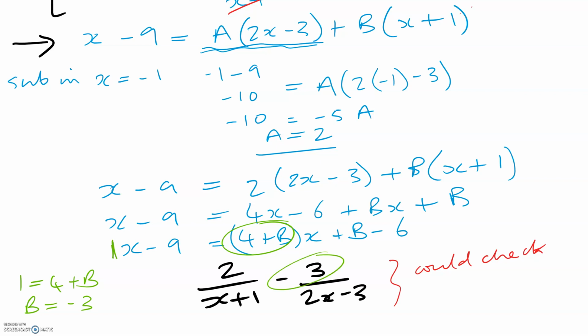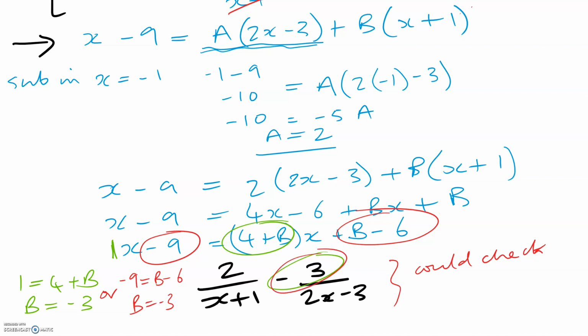Or another way still is we could have equated the constants here, and that would be minus 9. So we could have done minus 9 equals b minus 6. And if we add 6 to both sides, that will also give us b equals minus 3. So there's lots and lots of different ways of doing these questions. Pick which way you like best, really.